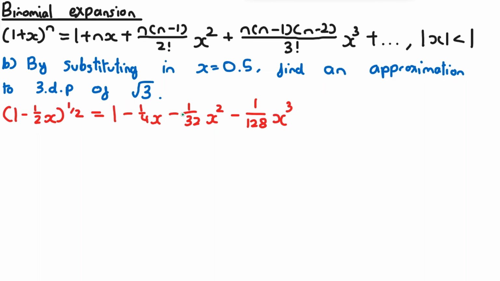Now, when I was in A-level, the way I used to read this is, by substituting in x is equal to 0.5, you will get an approximation for root 3. And this isn't actually the case. You don't just sub this in and get the answer. You have to do other stuff as well, and I'll show how to do it. So just be careful with this.